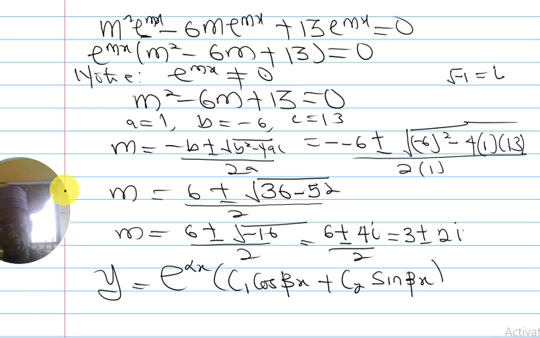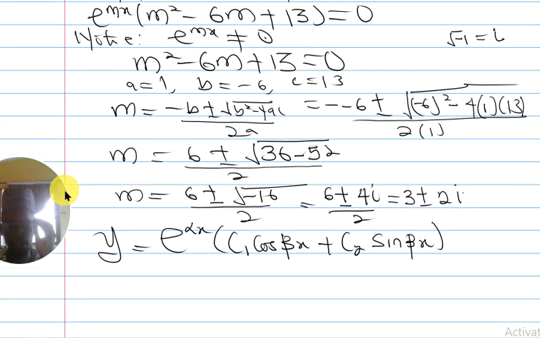Now let me break this thing down for you guys. Here my alpha is 3, put it straight away. And your beta is the coefficient of the complex number i, beta is equal to 2 here.